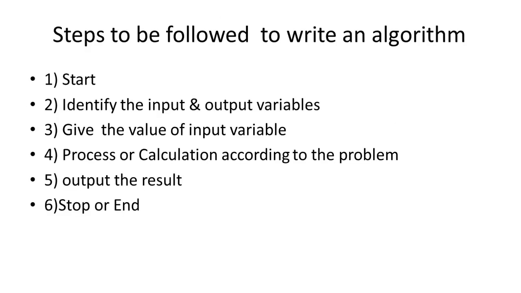Now, steps to be followed to write an algorithm. Step 1 is always start. Step 2, identify the inputs and outputs, what is required before start and what we'll get after the completion. Step 3, read the value of input variables. Step 4, do the calculations, processing which convert input into the output. Step 5, print the output, and step 6, stop the process.